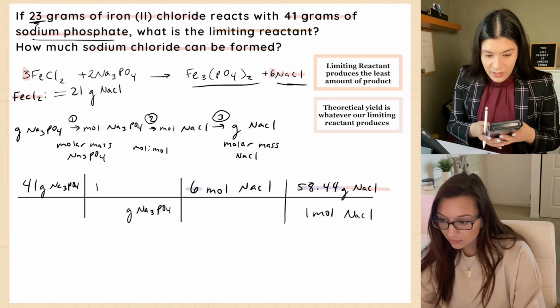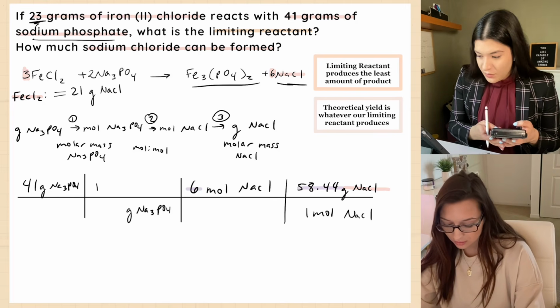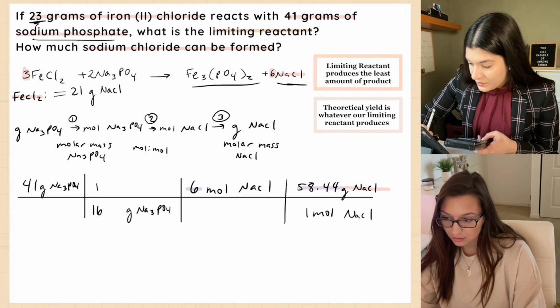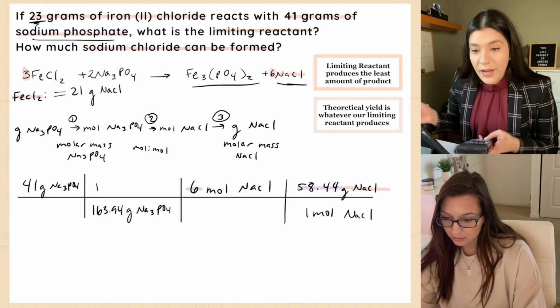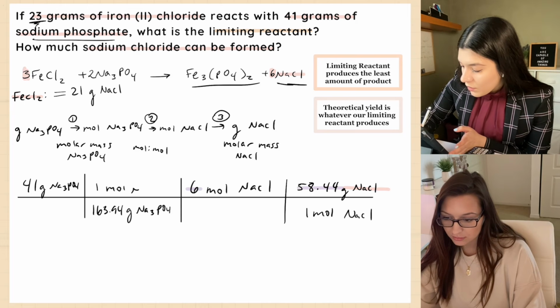This is 22.99 times 3, plus phosphate's mass, which is 30.97, plus 4 times 16. So I get 163.94 grams of sodium phosphate. That's the molar mass. And then for every 1 mole of sodium phosphate.